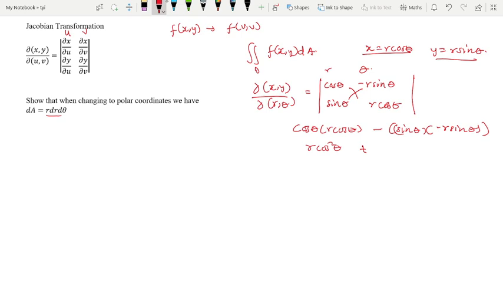So with our transformation, we're going to put the dr d theta here. This is what you call the Jacobian. So our Jacobian is r. Therefore, we see that we are having r dr d theta.